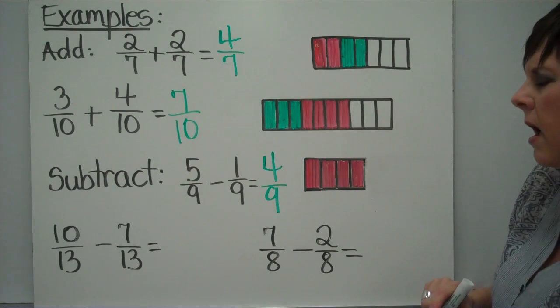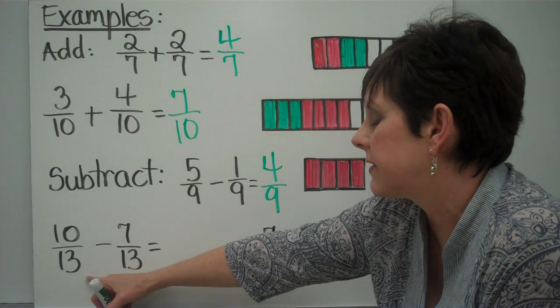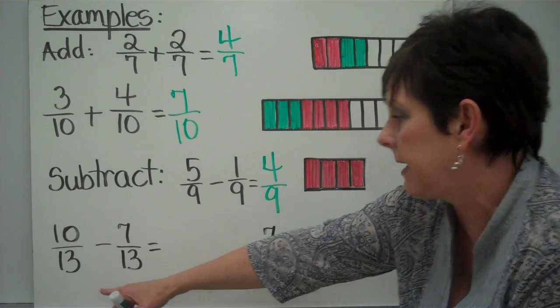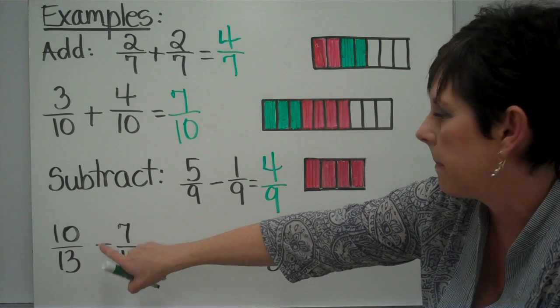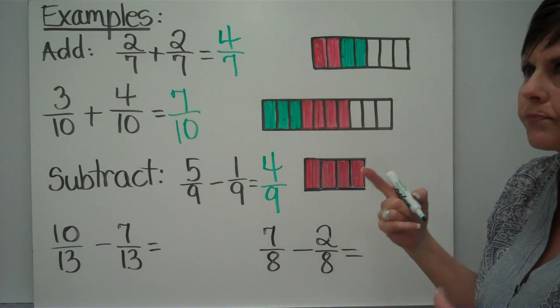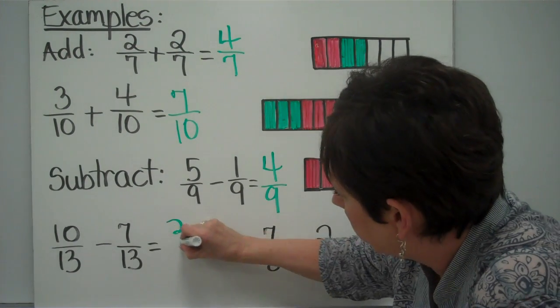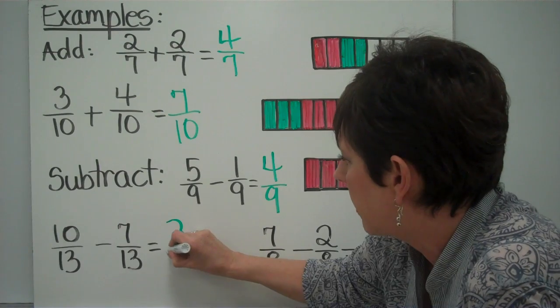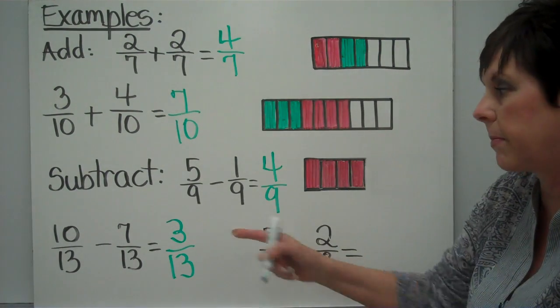4/9. All right, let's look at this. Now the whole is divided up into 13 parts. 10/13 minus 7/13. We might think, well, 10 minus 7 is 3. Put the 3 here. Since the number on the bottom is 13, we write a 13 there. That would be correct.